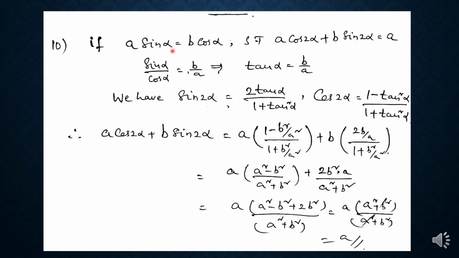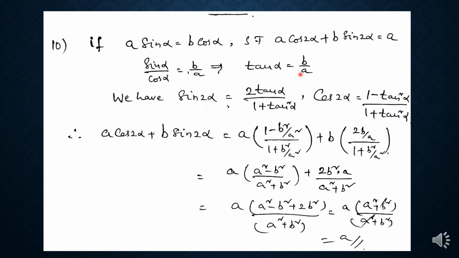If A sin alpha is equal to B cos alpha, show that A cos 2 alpha plus B sin 2 alpha is equal to A. So what is the given condition? A sin alpha is equal to B cos alpha. Then sin alpha by cos alpha can be written as B by A. So sin alpha by cos alpha means tan alpha. Tan alpha is equal to B by A.